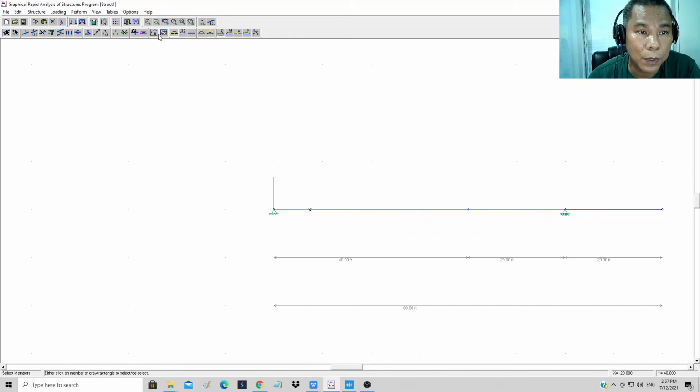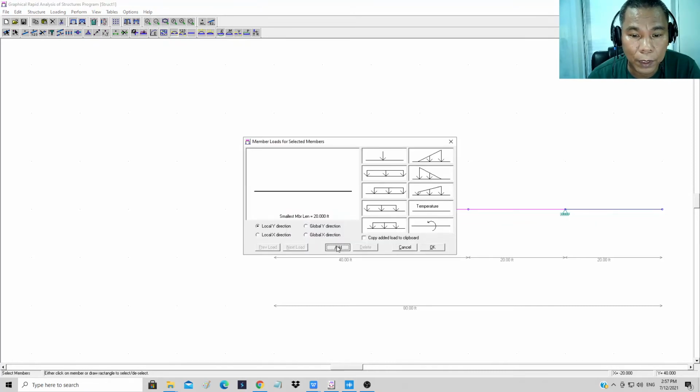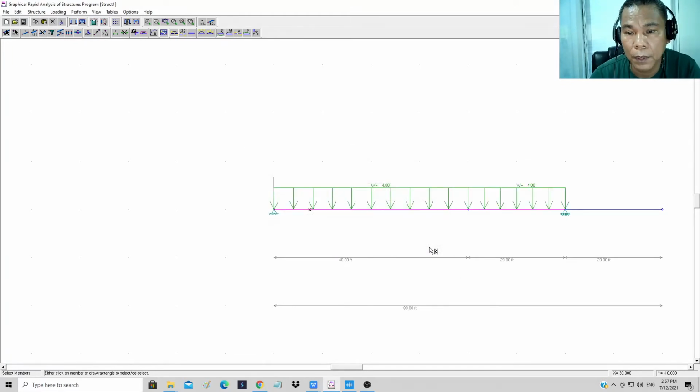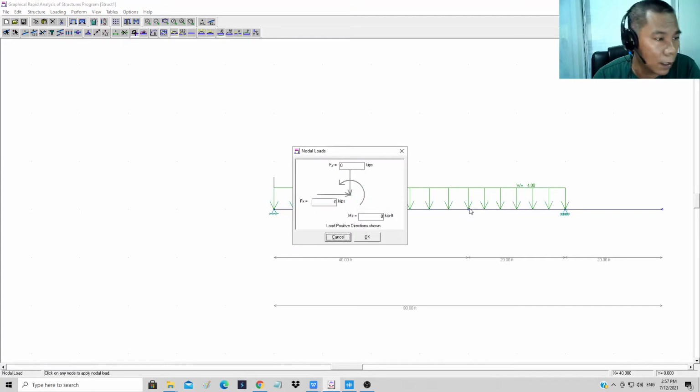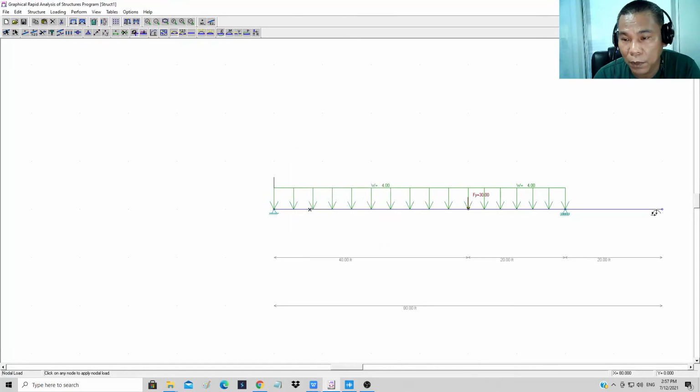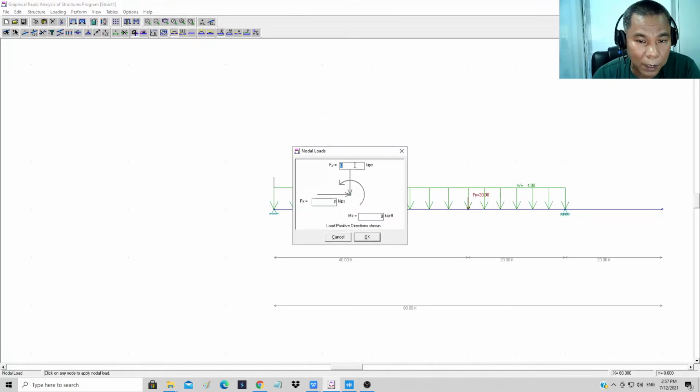After that, of course, you can use the select and select members tool to select two members because we need to load this one with a uniformly distributed load of 4 kips. So that's how we do it. Or you can choose the nodes using the select nodes icon. Of course, the loading here is equal to 30 kips. I specifically divided the beam into 3 segments because I need to add 30 kips at that portion.